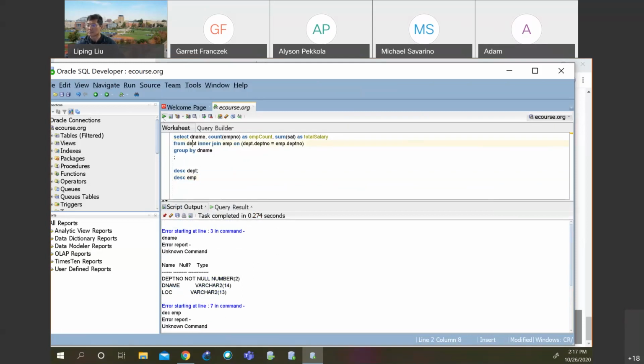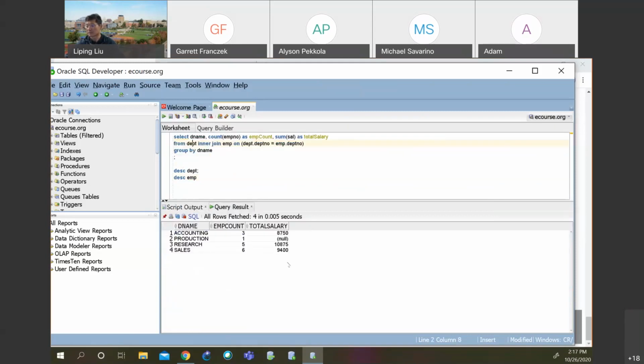So let me run it again, should be fine. Okay, there's no problem, all right? It says accounting has three people, production one, and so on. Okay, the total salary. Production does not have any employees, I believe, or the employee does not have a salary. So you may have different data, but in my case, it's like that. All right. So that is question 19. Any other questions?